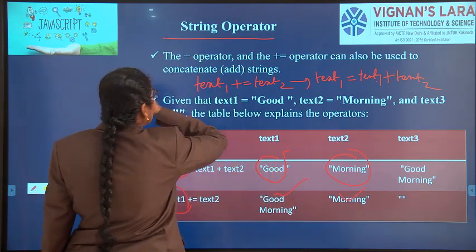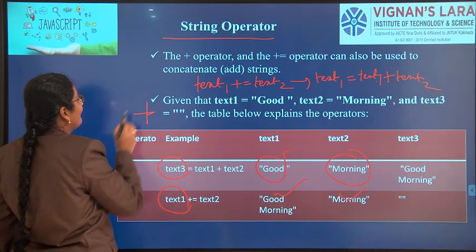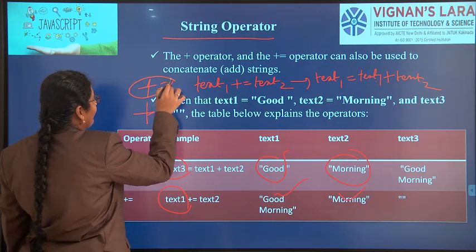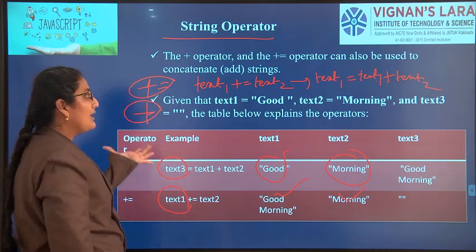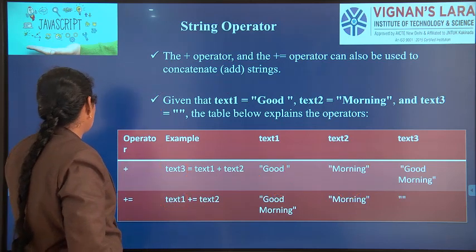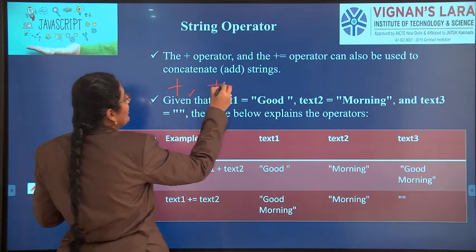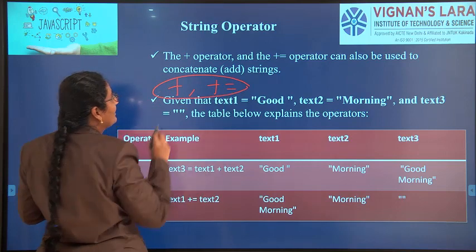String operator is nothing but the addition plus symbol or plus equal to symbol. These two are string operators used for concatenation of strings. Plus and plus equal to are the two string operators.